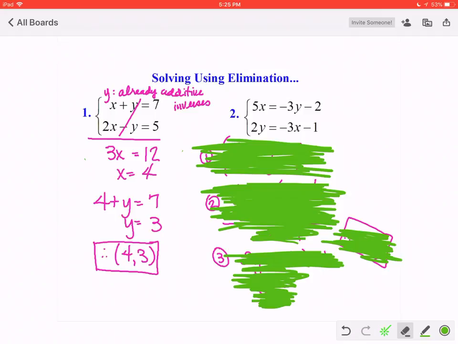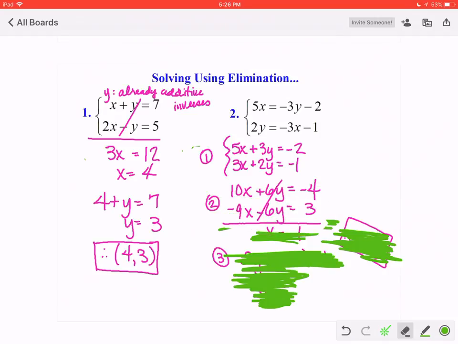With the other system, number 2, you have to organize it a bit first, like so, where the variables are on one side and the numbers on the other, right? Then you force one of the variables to be additive inverses. So in this case, you multiply the top by 2, like so, multiply the bottom by -3, and make sure to do that for all the numbers. And you can see that the 6 and the -6 cancel out. So you're left with x equals -1.